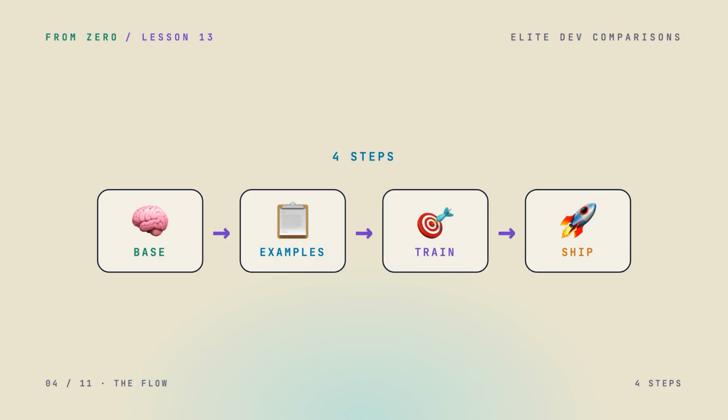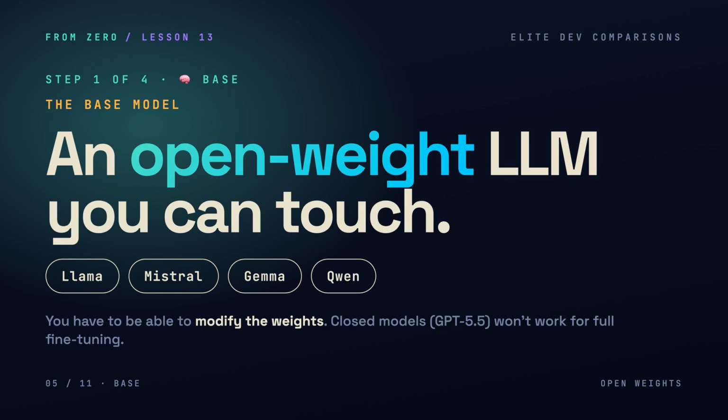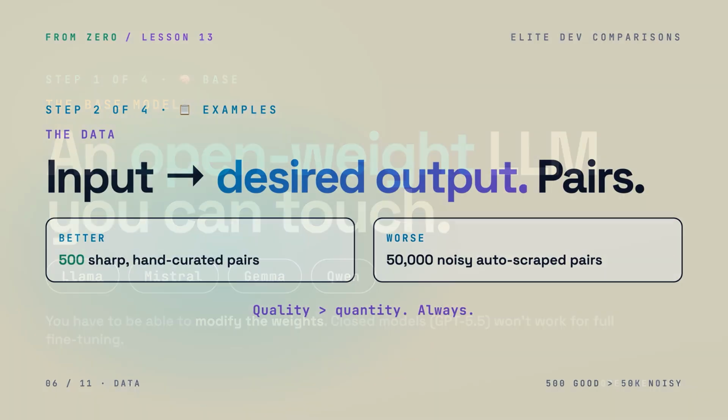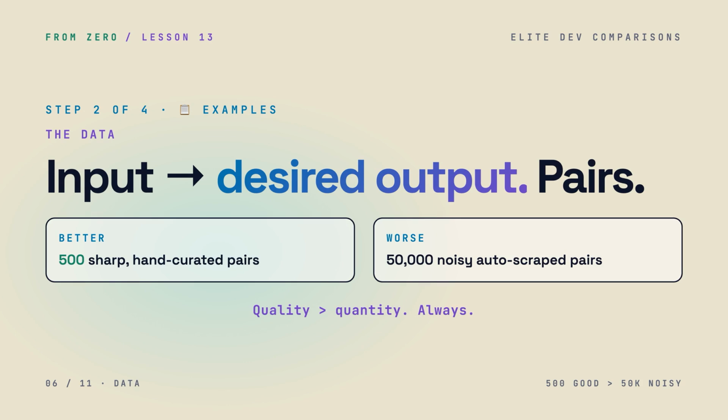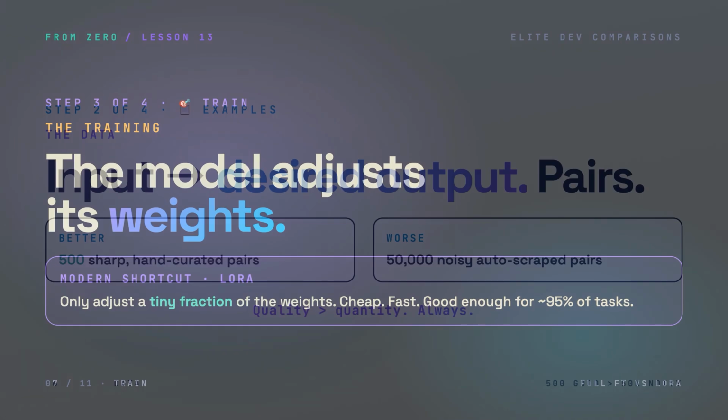The flow, 4 steps. Start with a base model, collect labeled examples, run training, get a smaller, specialized model. Step 1, the base model: Llama, Mistral, Gemma, open weights. You have to be able to touch the weights. Step 2, examples: pairs, input and the output you want. 500 good examples beats 50,000 sloppy ones. Quality beats quantity.